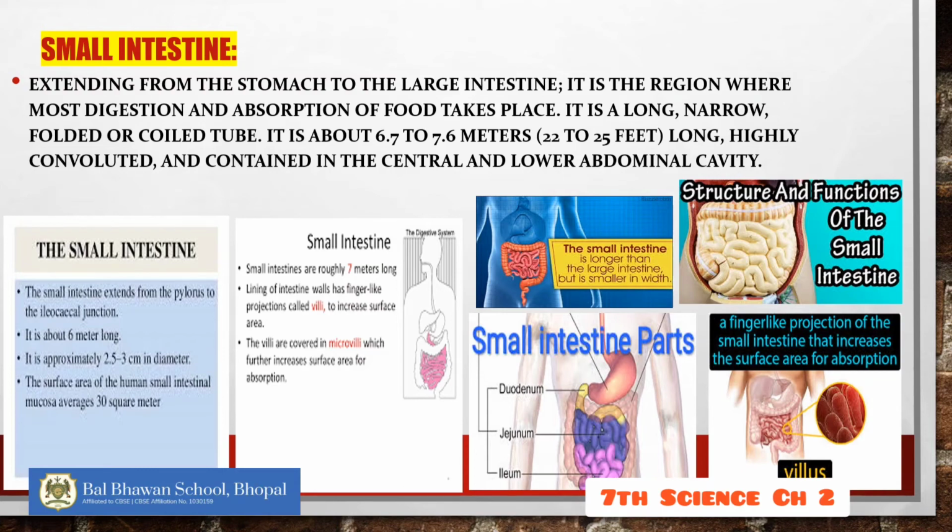Now coming to the parts of the small intestine, it has three parts: duodenum, jejunum and ileum. Besides this, the wall of the small intestine has many finger-like projections to increase the area of absorption, and these are called villi. Singular is called villus. We will discuss the function of these villi in the next slide.